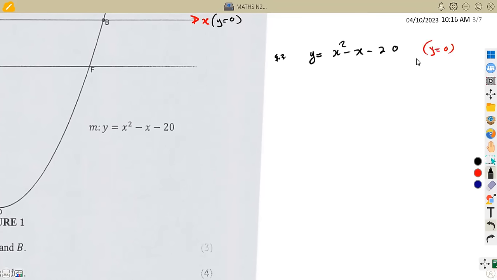So let's see what we have if y is equal to 0. We are just solving this for 0 here. So x squared minus x minus 20 will be equal to 0. That's a normal quadratic equation, so we can solve this by factorization. Since the coefficient of x squared is 1, we can factorize this.